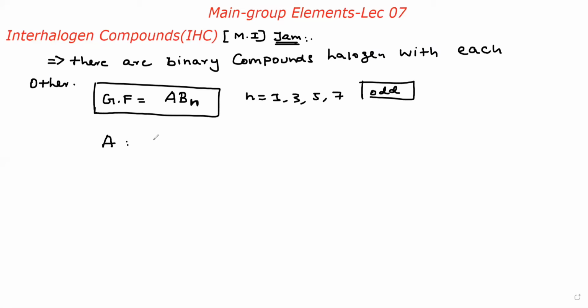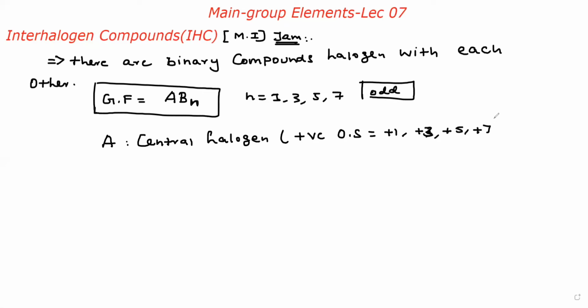A is the central halogen. This always should be in a positive oxidation state. The value should be +1, +3, +5 and +7. The central halogen is always the bigger size. Very important point. It should be the bigger size.